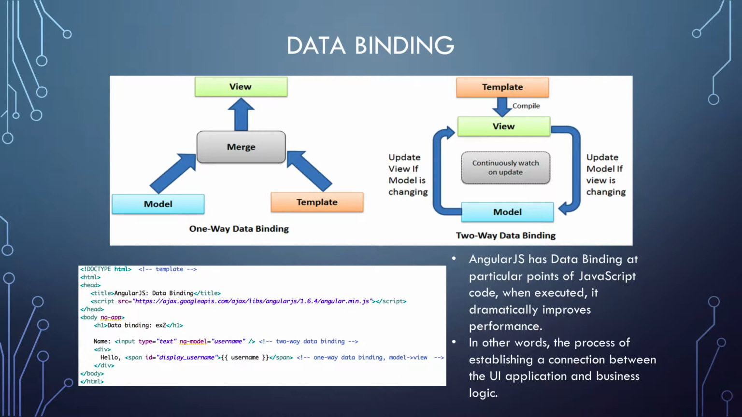You have an input type text, an ng-model username, and there's a two-way data bind. So when you say hello, it displays a name, and the data bind is using the username of the user to data bind according to the ID of who's being called.